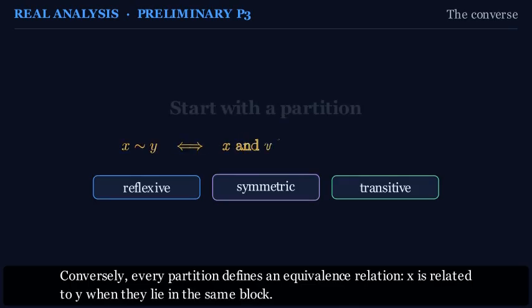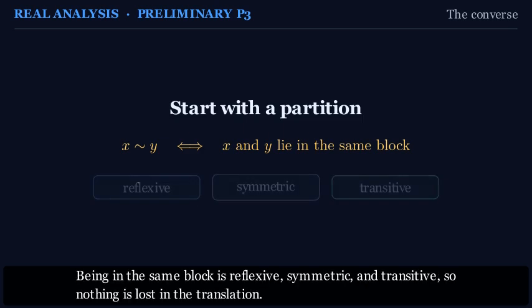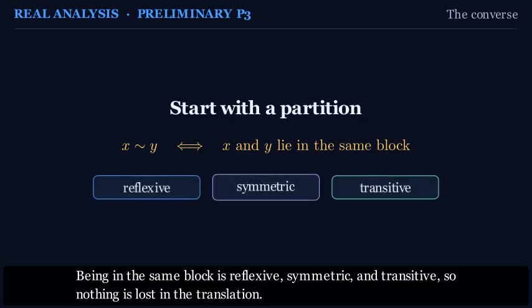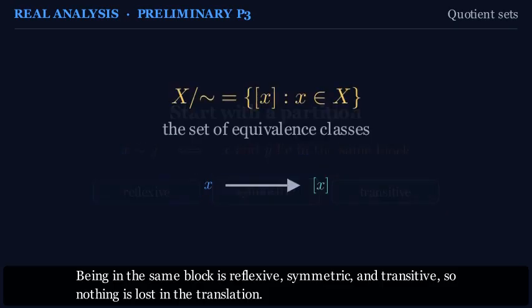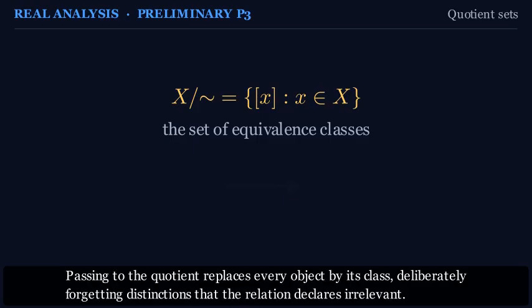Conversely, every partition defines an equivalence relation. X is related to Y when they lie in the same block. Being in the same block is reflexive, symmetric, and transitive, so nothing is lost in the translation. The quotient set X modulo the relation, written X/tilde, is the set of all equivalence classes. Passing to the quotient replaces every object by its class, deliberately forgetting distinctions that the relation declares irrelevant.